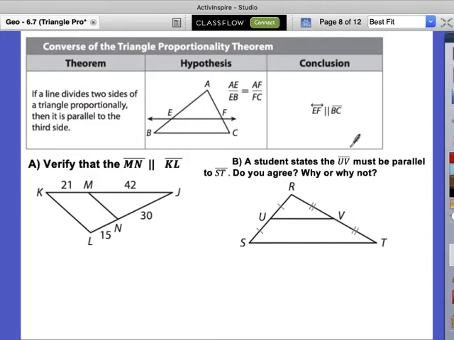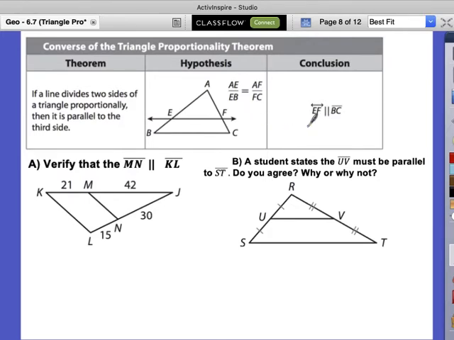So anyway, converse of the triangle proportionality theorem. We have the normal triangle proportionality theorem. We said, hey, if the lines were parallel, we can set up a proportion. The converse is just going the other direction, saying, hey, if the proportion is true, the lines have to be parallel. So if a line divides two sides of a triangle proportionally, then they have to be parallel, which is going the opposite way.